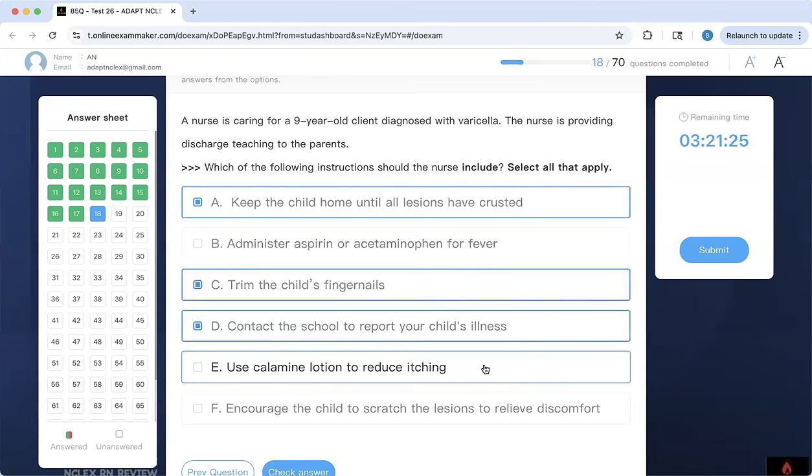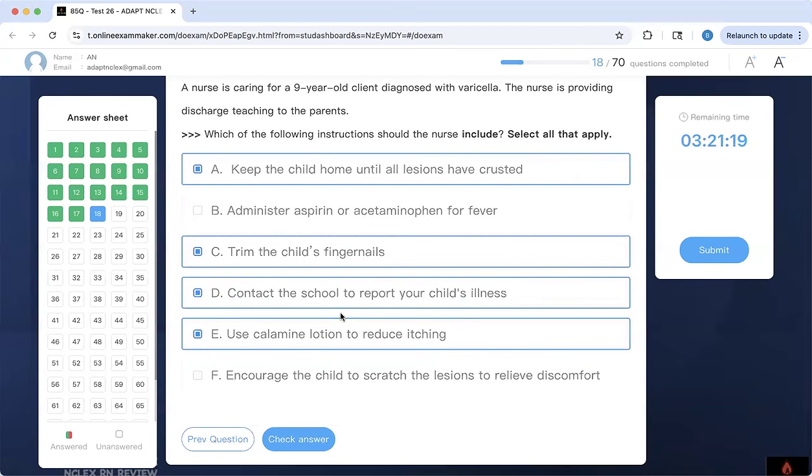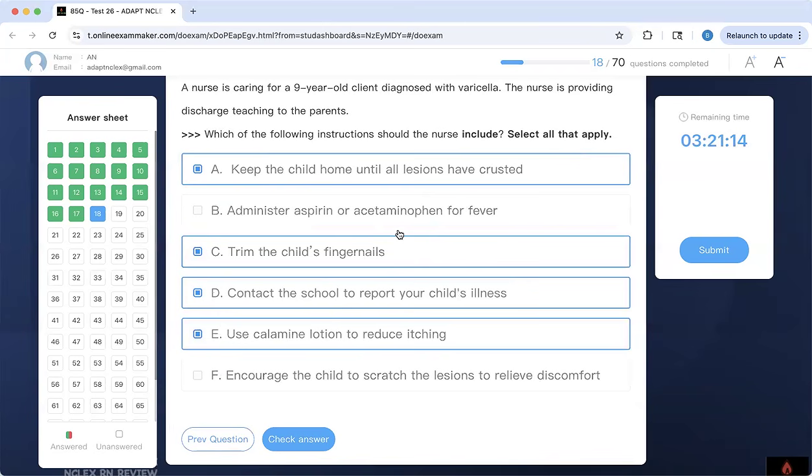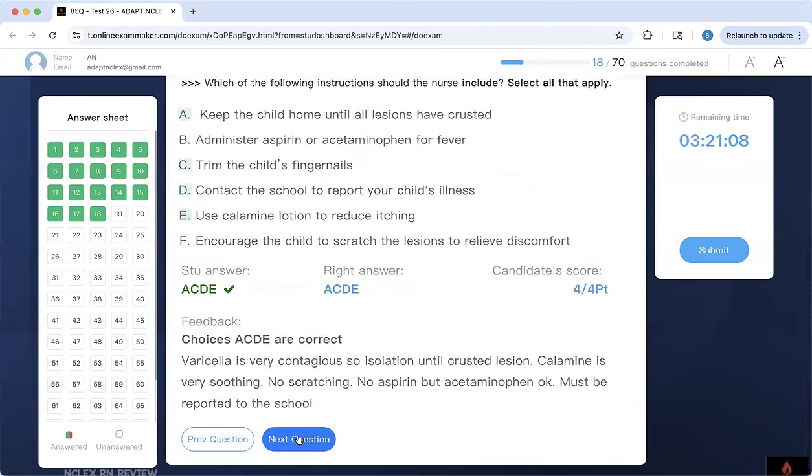Calamine lotion is soothing to the skin and reduces the itching. You should not encourage the kid to scratch themselves. This is risk reduction, an infection control strategy on varicella. This is a very good pediatric question you may see, to teach parents on varicella management.